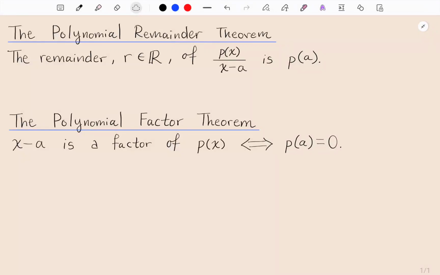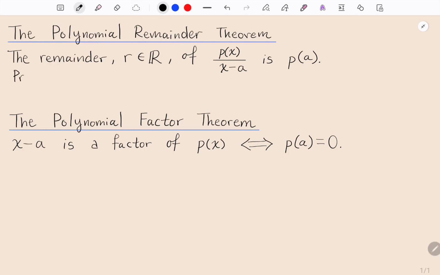I would like to go over an intuitive proof of two theorems that you might have encountered in high school mathematics regarding polynomials. The first one is the polynomial remainder theorem, which states that the remainder of a polynomial p of x with real coefficients, of degree at least 1, divided by the monic binomial x minus a is p of a.